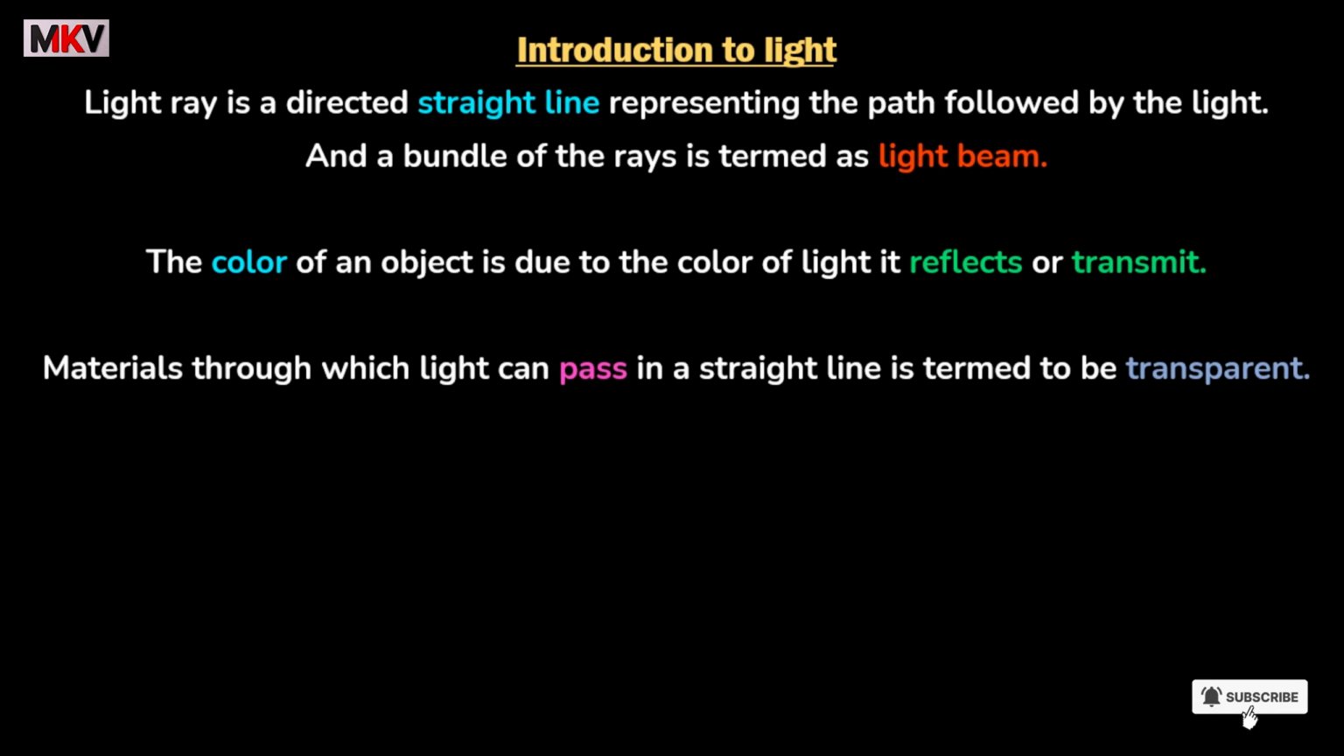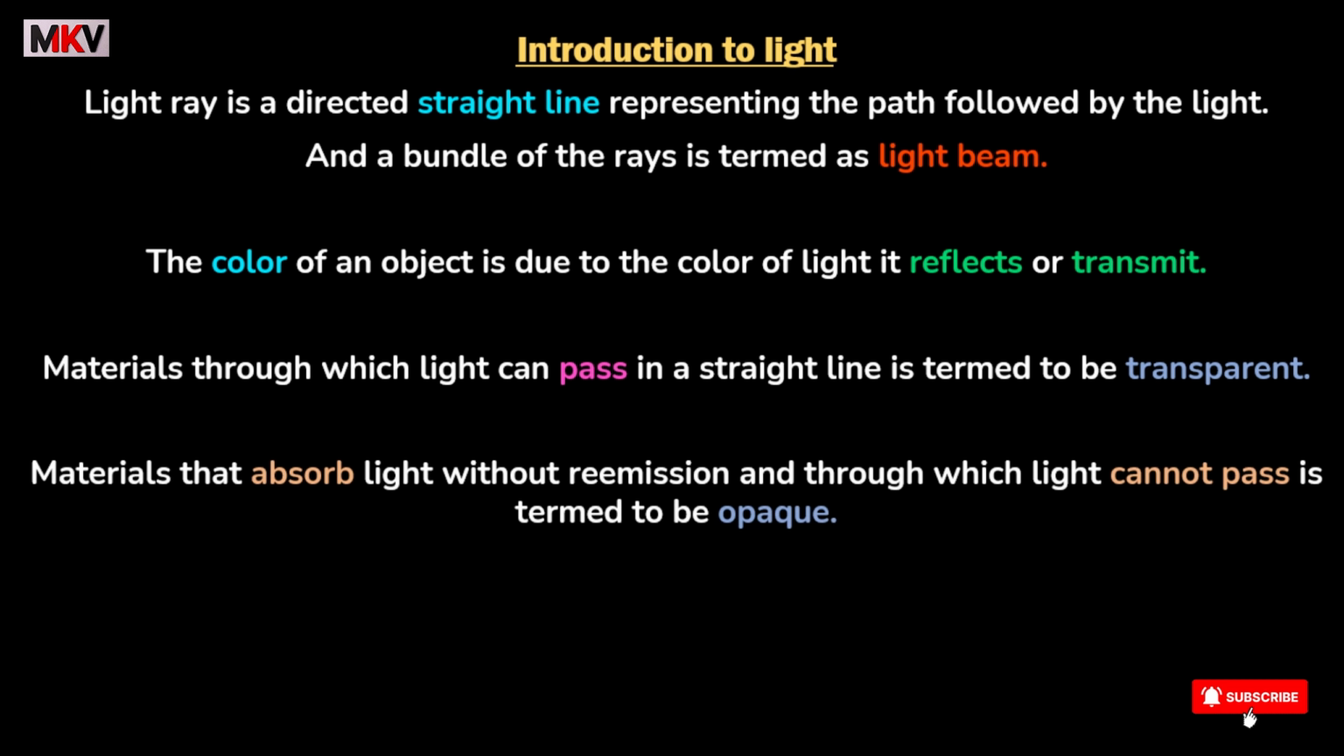So materials through which light can pass in a straight line are termed as transparent. Materials that light can pass through without any obstacle or impedance are termed transparent objects. And the material that absorbs light without re-emission, or through which light cannot pass, is termed as an opaque object, or an opaque material.